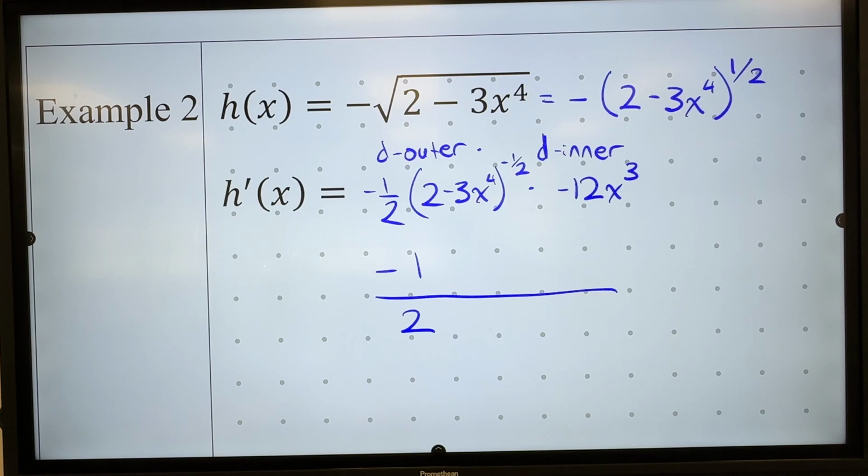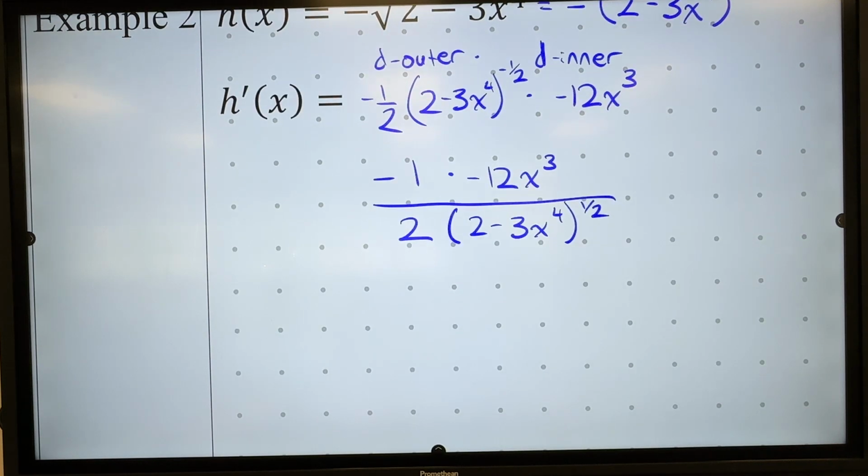All right, and then Alden said that thing comes down to the bottom. So I'm going to have in parentheses 2 minus 3x to the power of 4 in parentheses. That's now on the bottom. What's going to happen to that negative one half, Alden? It's going to be positive one half because we flipped it. It's the reciprocal. All right, what was left in the top? Negative 12x to the third. Okay, so far so good. We need to simplify one more step, Alden, and we're out of here.